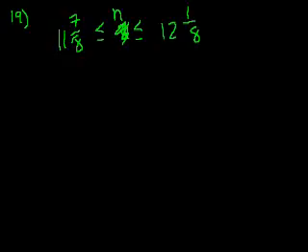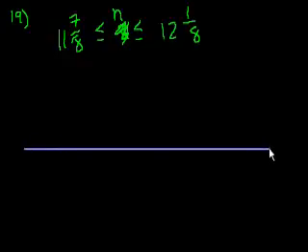Let me do another color just to change things a little bit. So this is the number line, and this is 11 7/8. And this is 12 1/8, right? And N has to be between these two numbers, right? N can be anything between these two numbers.